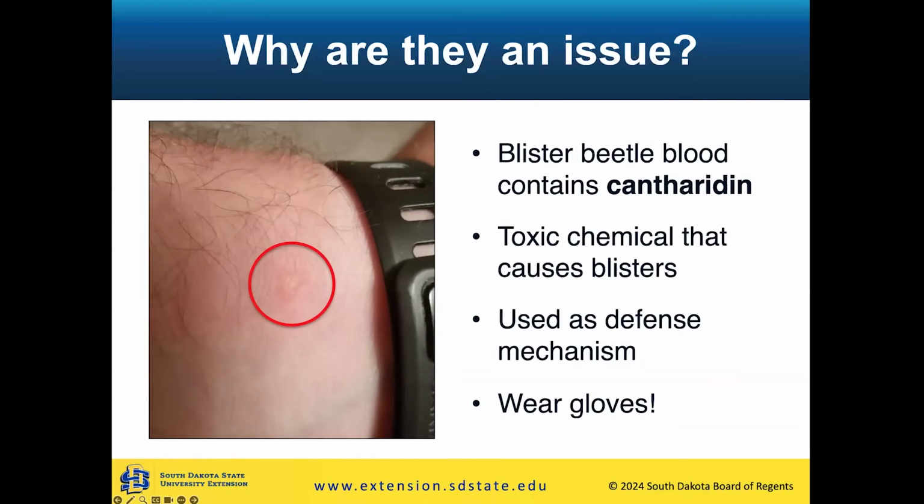But this cantharidin, they release it when they feel threatened. They do something that we call reactive bleeding, which some insects do. It's kind of a wild thing, but they'll actually secrete that chemical. And then it obviously tastes pretty bad and can cause blistering. So if you try to pick one of these guys up, definitely wear gloves. Don't do it with your bare hand, or you might end up getting some blisters.